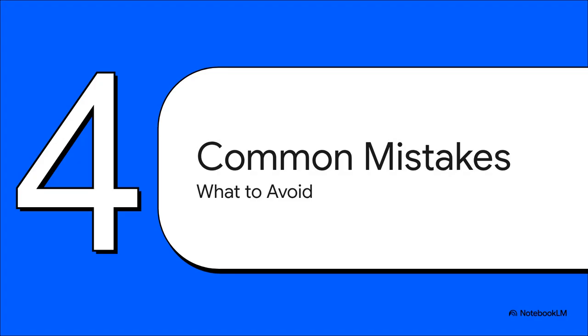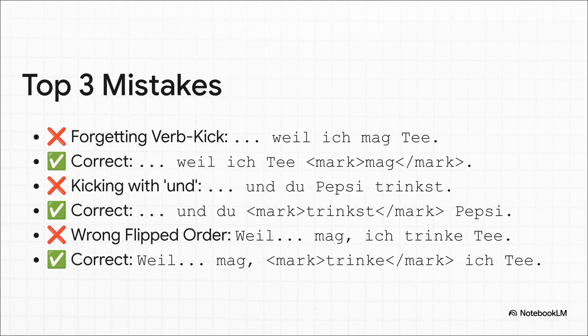Knowing the rules is one thing, but avoiding the common pitfalls is another. So let's quickly go over the most common mistakes people make so you can just sidestep them completely. Okay, here are the three big ones. First, just forgetting to kick the verb with words like weil. Second, getting mixed up and kicking the verb when you're using the easy gang, like with und. And third, when you do that pro move, forgetting to flip the main verb after the comma. Maybe pause here and just let these really sink in.